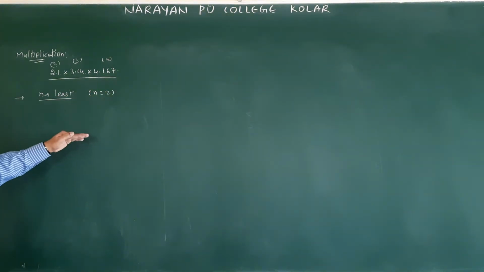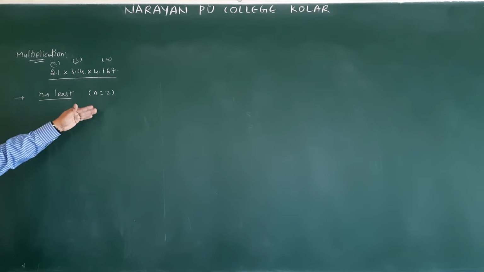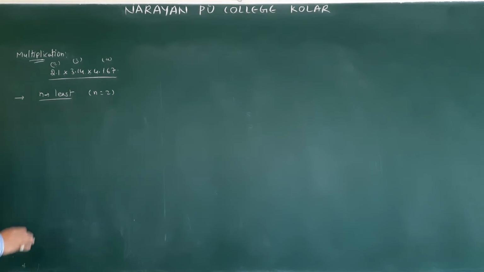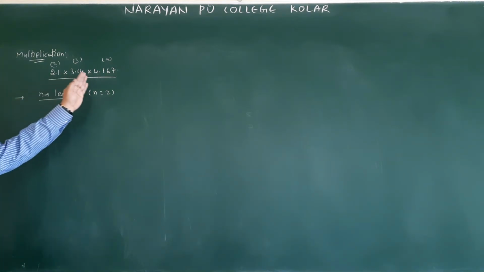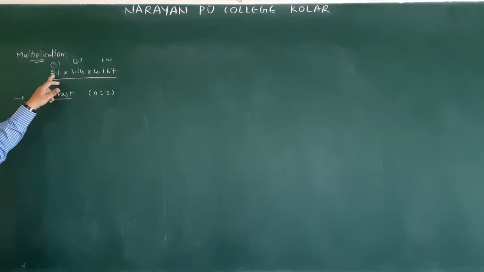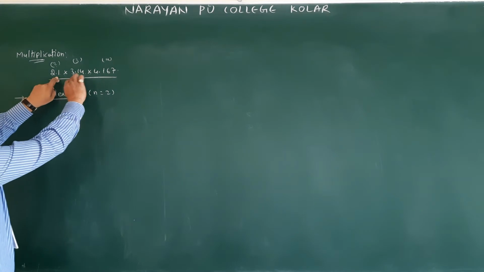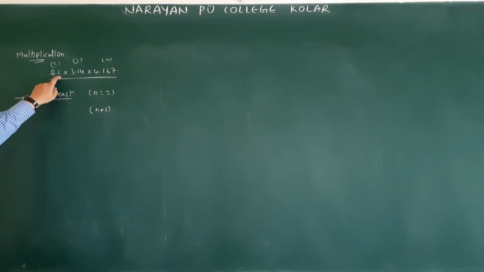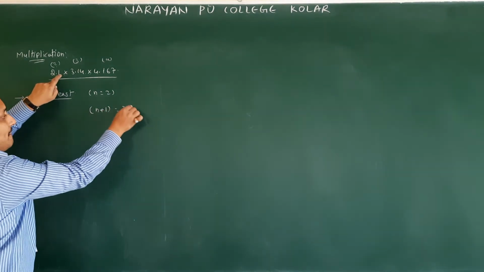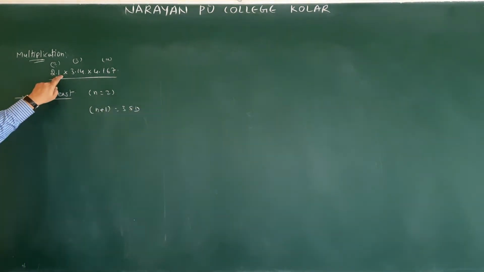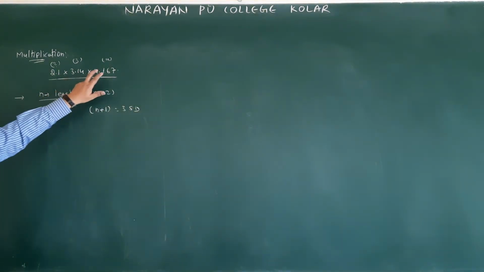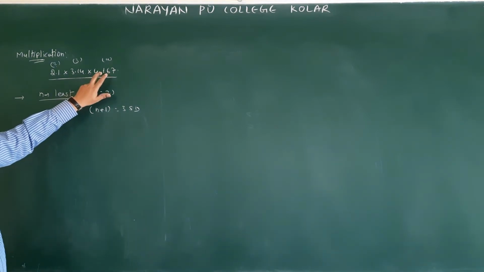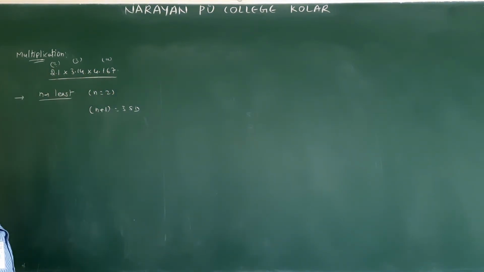These are just the rules I am saying, and in an exam also I will tell you how to solve it. So n is equal to 2. Among the given numbers, the least is 2. Now except this one, the remaining numbers should have n plus 1 significant digits. That is 2 plus 1, which is 3 significant digits. This one already has 3, but this one has 4, so we should round it to 3 significant digits.